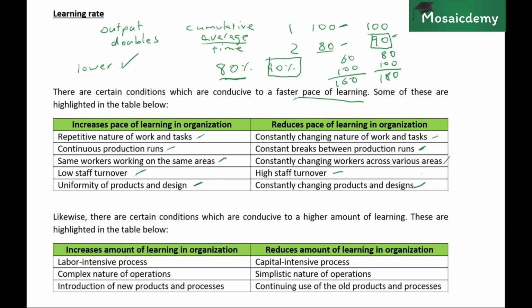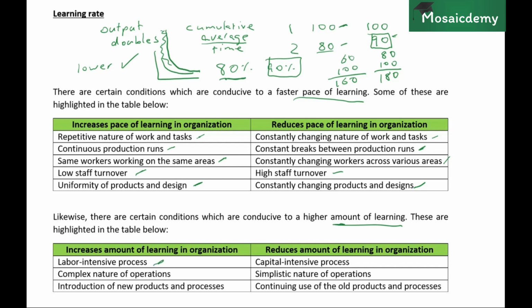But it's not just about the rate of learning. There's also the amount of learning we need to consider, which has to do with the steepness of the learning curve. Remember, the learning curve was shaped like this, right? So the steepness meaning like this. If it's a steep learning curve, you're learning all this amount, right? You're learning a lot. So when does that happen?